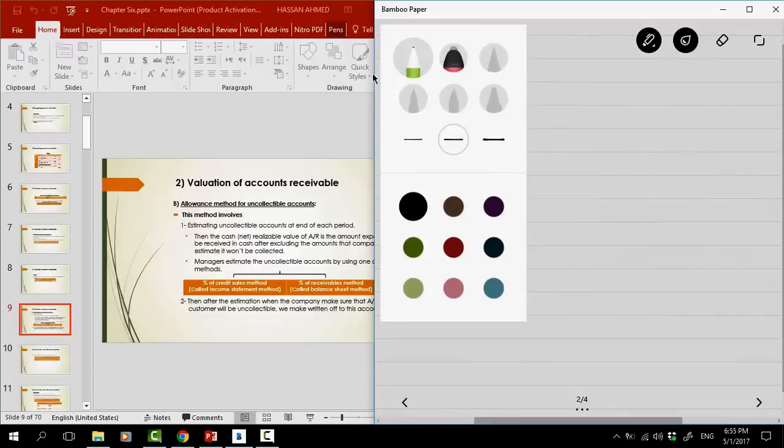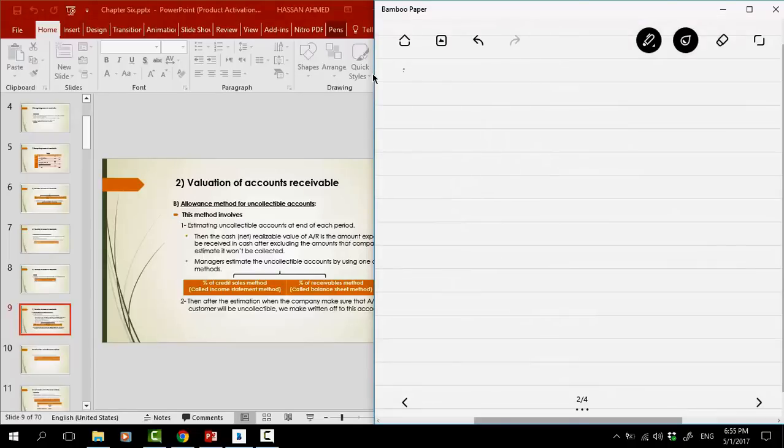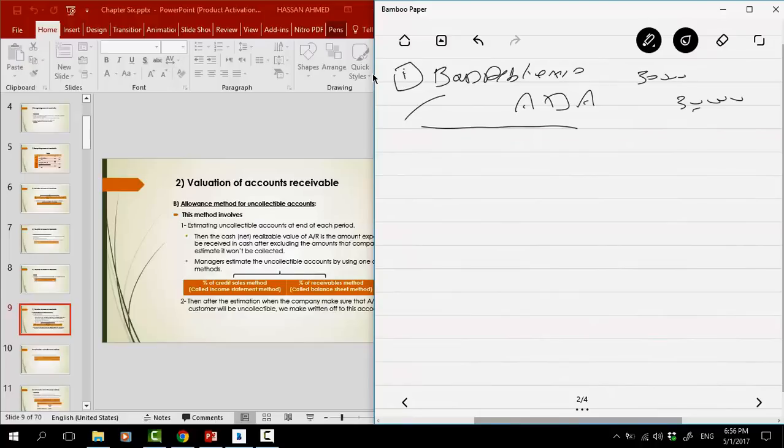Then if I want to write the estimation, under the allowance method, what will be the journal entry? Bad debt expense and allowance for doubtful accounts, $30,000. This estimation will be made at the end of the accounting period.